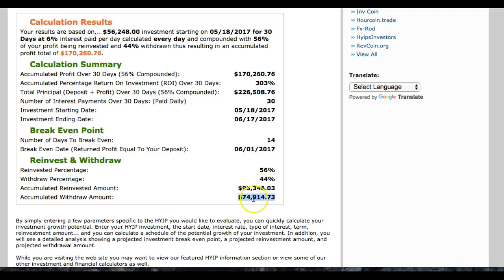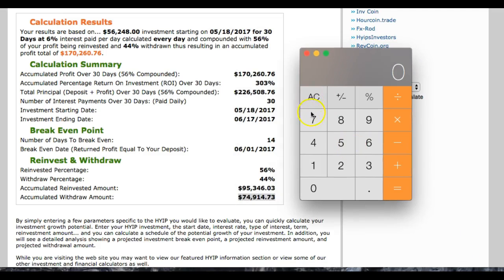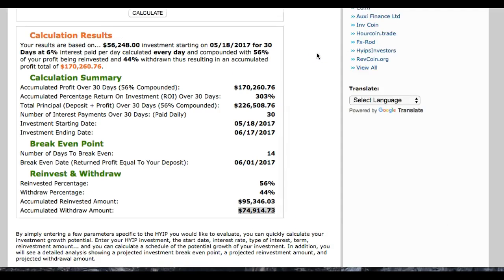But if we pulled that over the course of 30 days, 74,914 divided by 30, that's just shy of 2,500 a day. Of course, this is in US dollars. You're paid in Bitcoin, so it's always going to be based on whatever the current exchange rate is. But that's a rough average. Okay, so 2,500 a day, and that's in your third month.